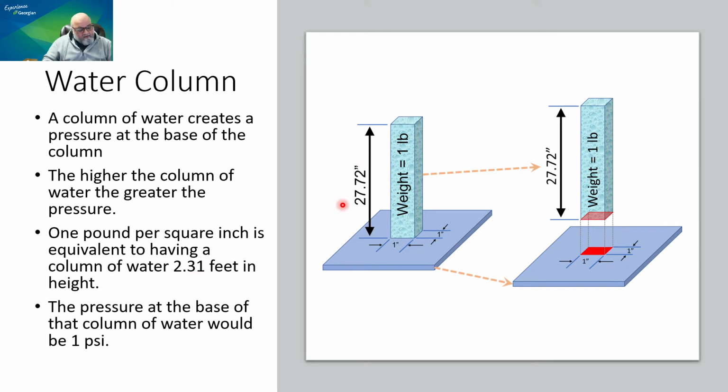Hold on a second. What the hell? I was talking about 27.72 and then suddenly it says 2.31. Well, this is in feet, okay? And this is in inches. If you convert inches to feet by dividing inches by 12, you get 2.31. The good news is you're not going to need to remember both numbers. You need to remember only one.